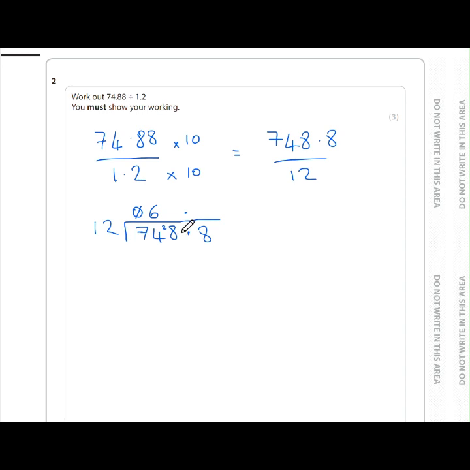12s into 28. Well, the 2 12s are 24. So there's 4 left over. We pop that 4 in front of that 8. 12s into 48 go 4 times. So our answer ends up being 62.4.